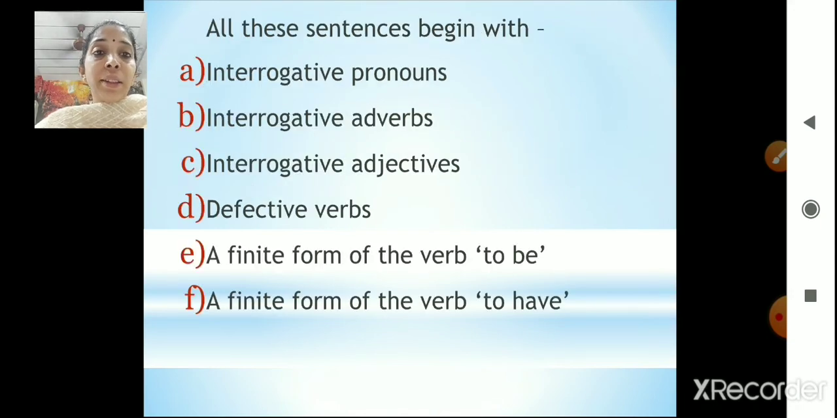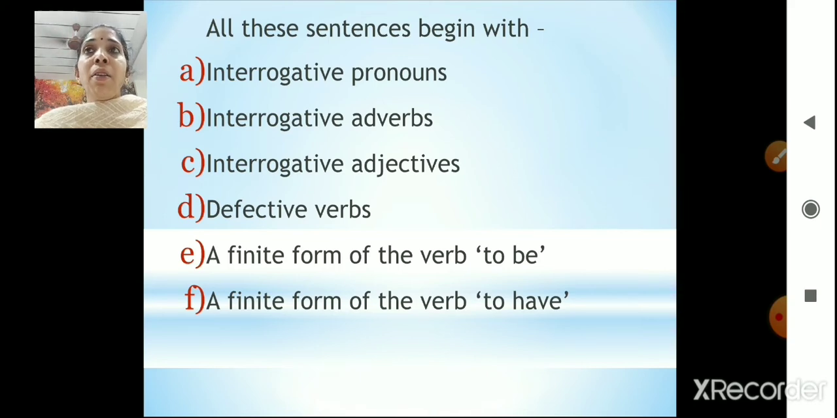All these sentences begin with interrogative pronouns, interrogative adverbs, interrogative adjectives, defective verbs, a finite form of the verb to be, a finite form of the verb to have. So what does it mean? So these sentences begin with interrogative pronouns. What is an interrogative pronoun? It is a pronoun which is used to make asking questions easy.